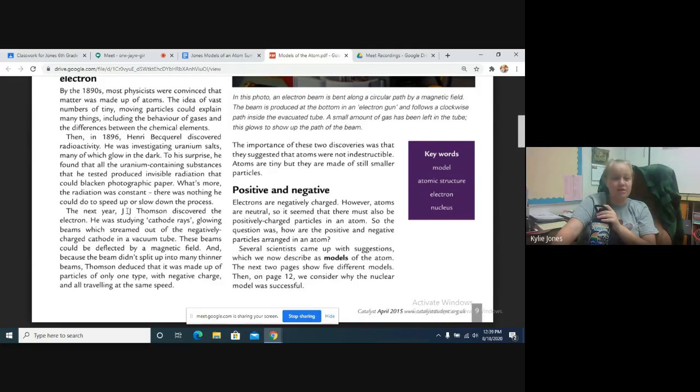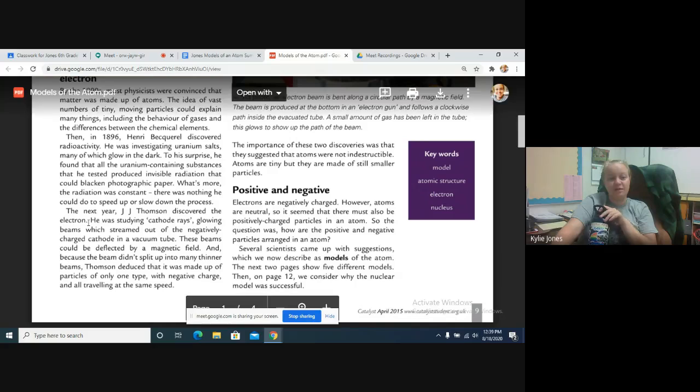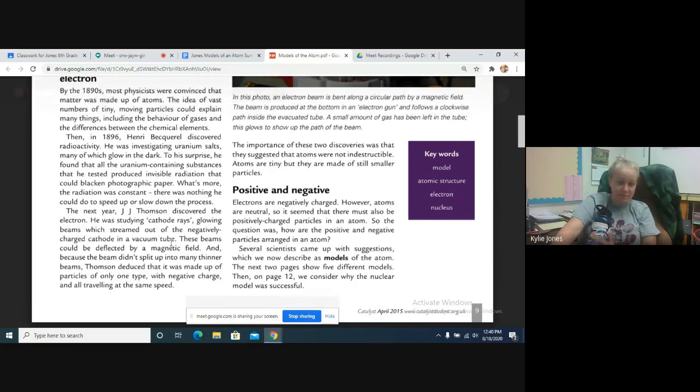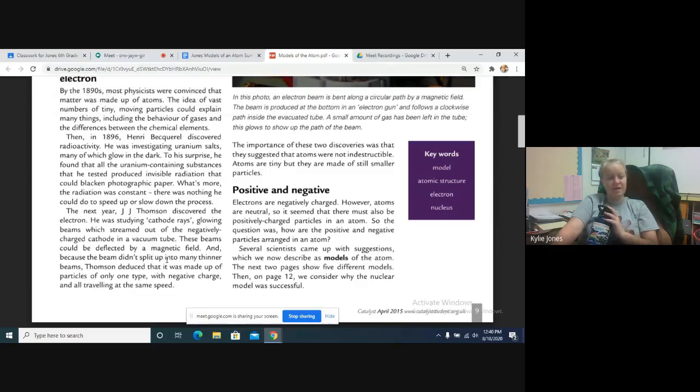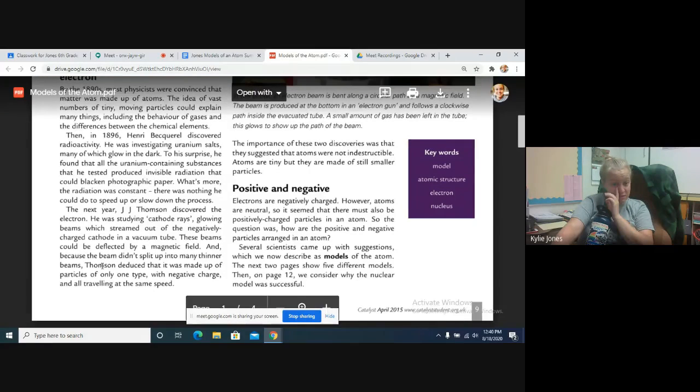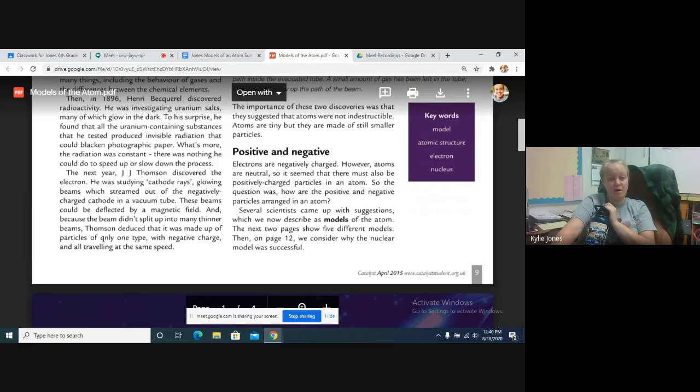The next year, J.J. Thomson discovered the electron. He was studying cathode rays, glowing beams which streamed out of the negatively charged cathode in a vacuum tube. These beams could be deflected by a magnetic field. And because the beam didn't split up into many thinner beams, Thomson deduced that it was made up of particles of only one type with a negative charge, and all traveling at the same speed.